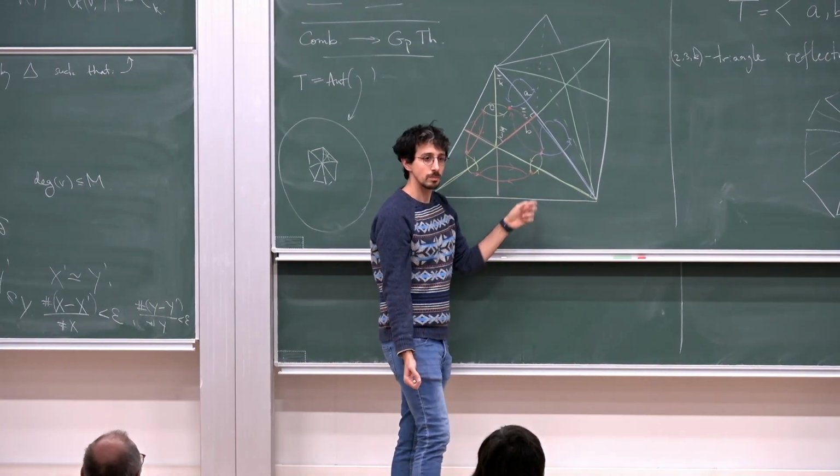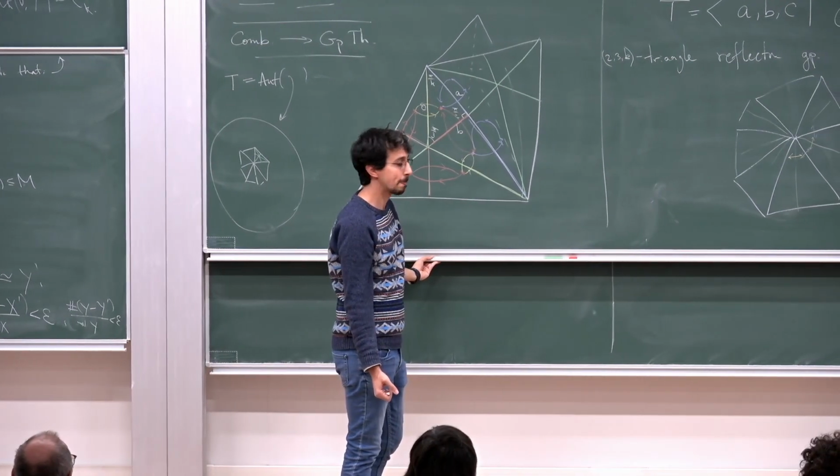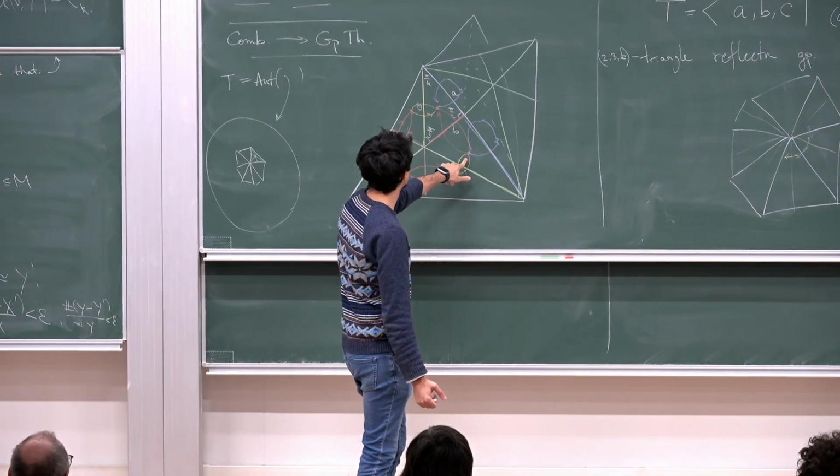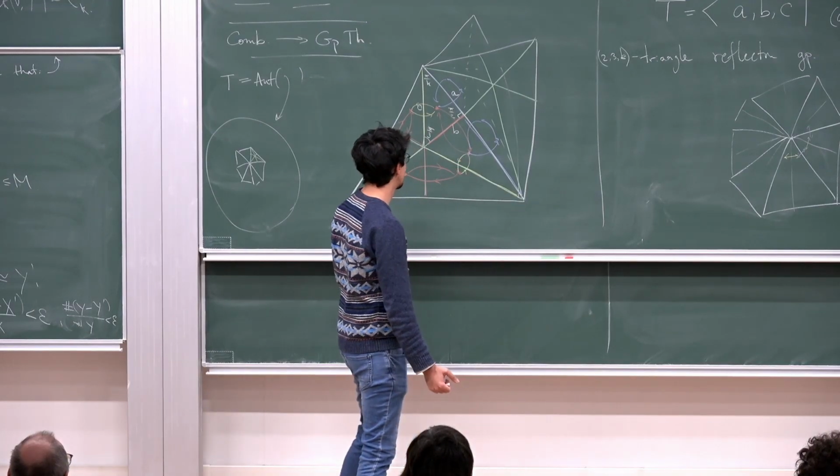Of the group. What, sorry? Of the group, no? You said fixed point of A. This is not A. What's the name of this guy? C. Yeah, sorry.